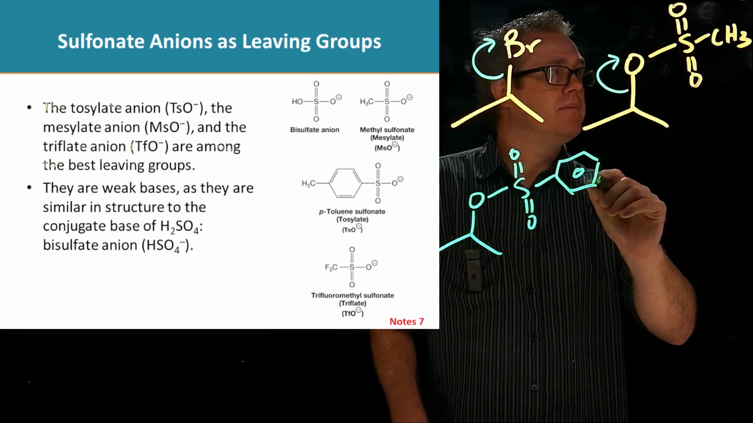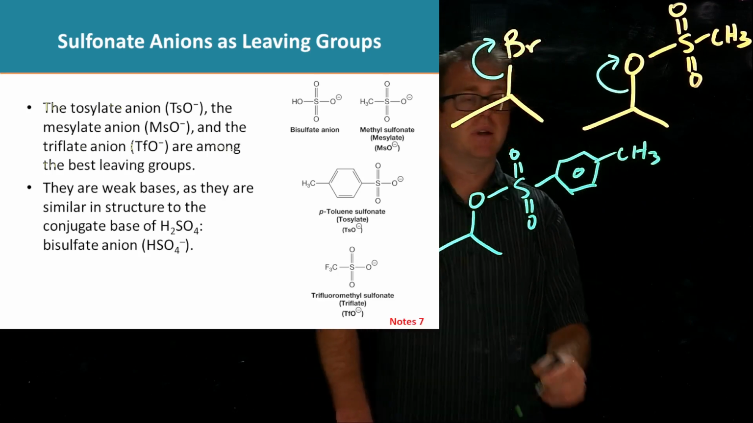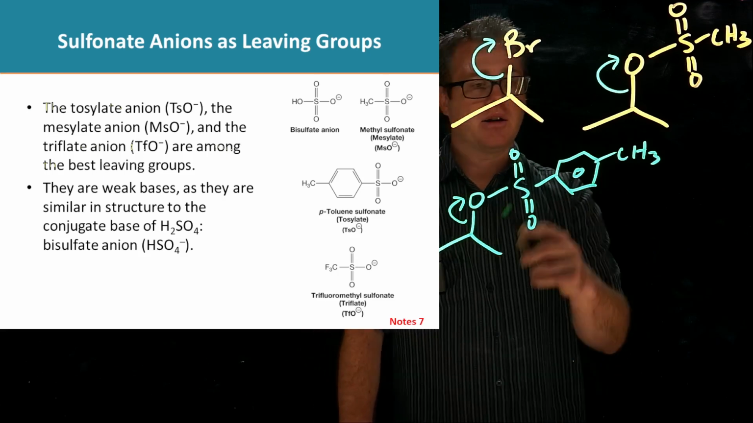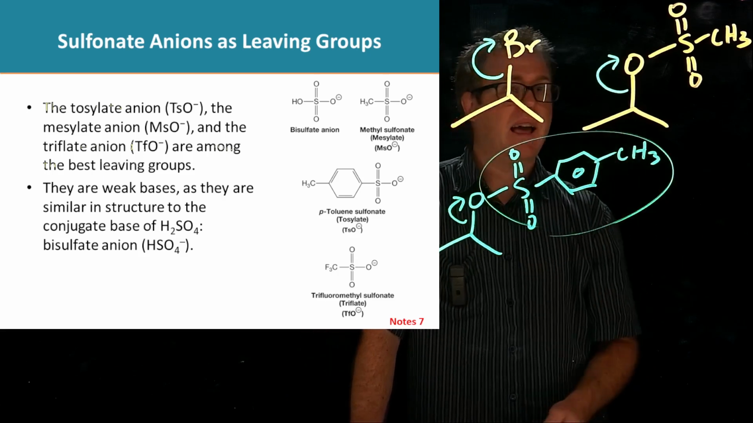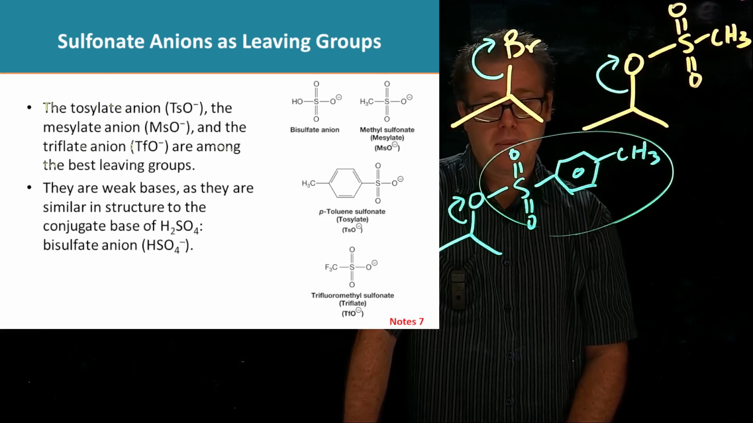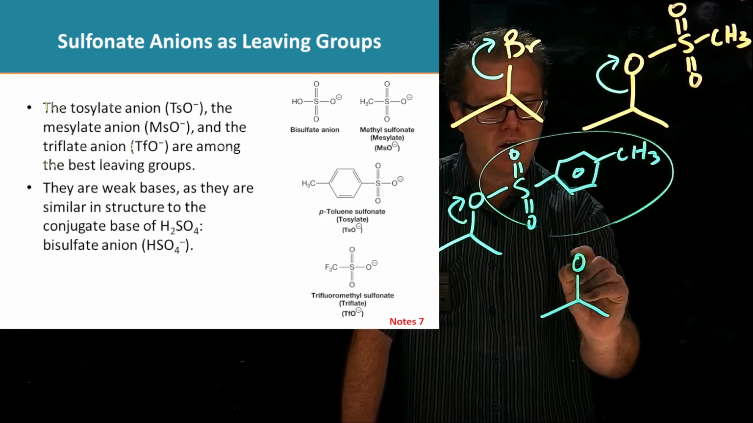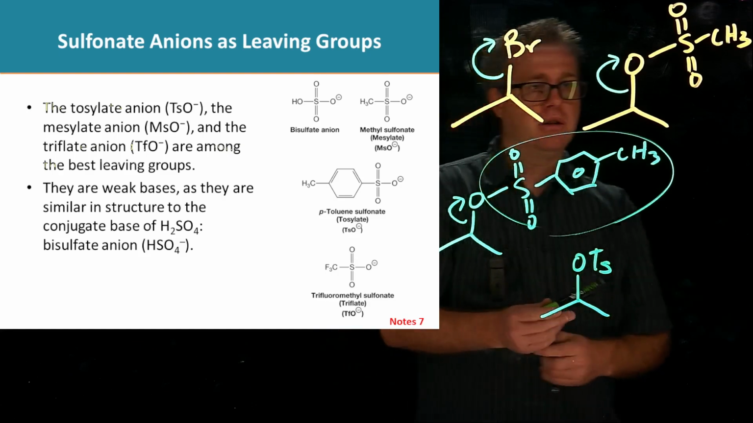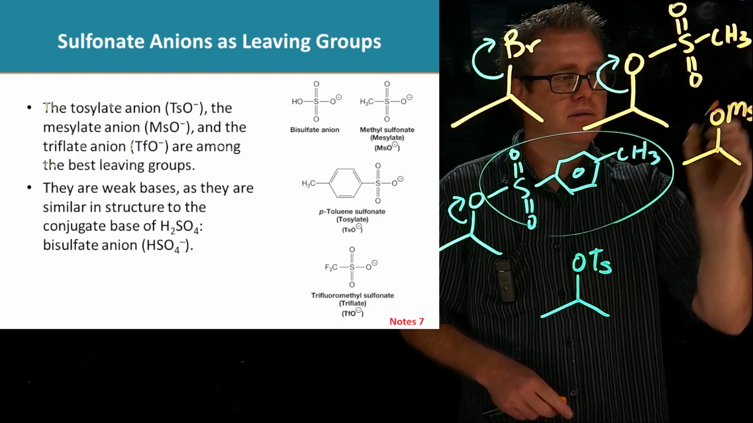Six-membered ring and a methyl group, right? So there's our tosylate. It would behave the same exact way. But when we draw our tosylates, drawing this big piece out every single time can be a pain. So instead of drawing it all out, we could just go like this, OTs. And if we wanted to abbreviate our mesylate, it would simply be OMs.